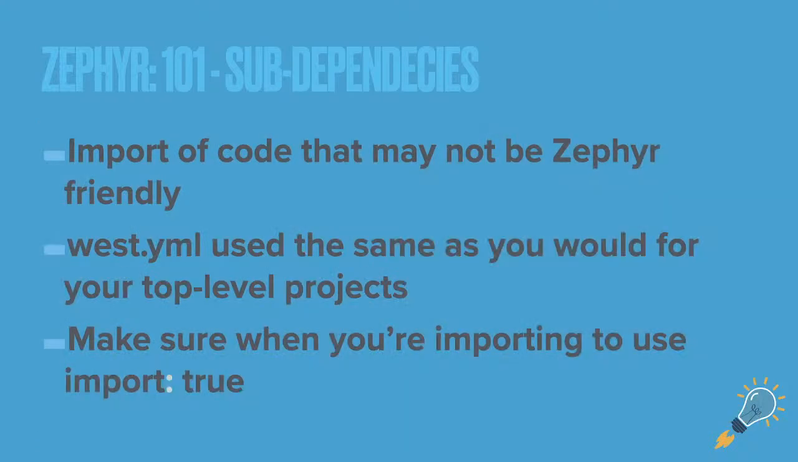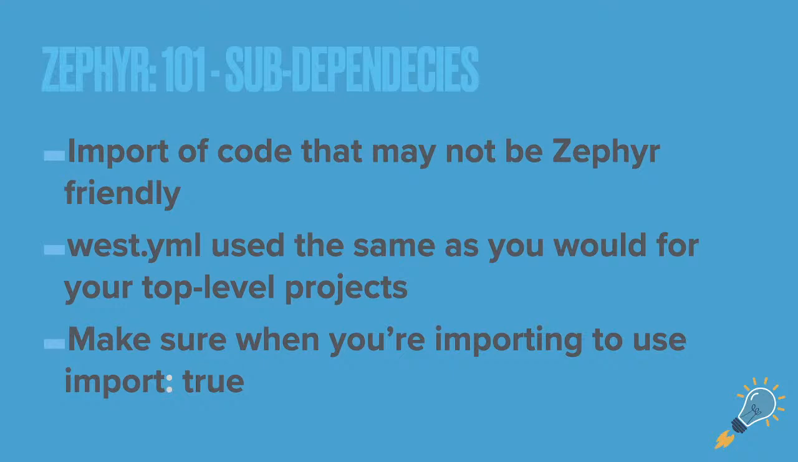I already hit that first point, but again, with the west.yaml, you can use it for your modules and your top level projects. The important thing here is to use import: true. If you don't use this, it only pulls the top level dependency.